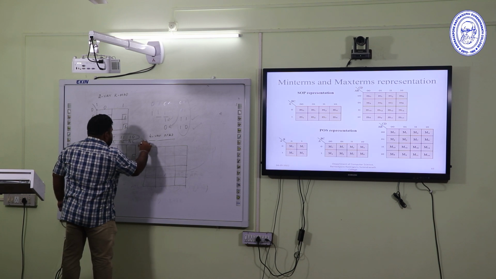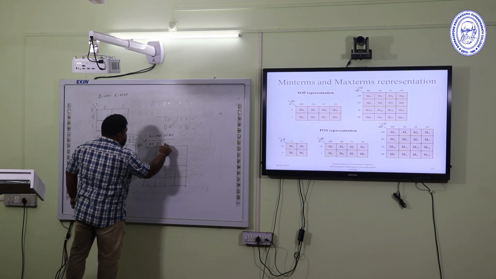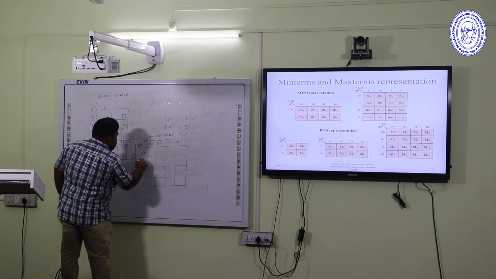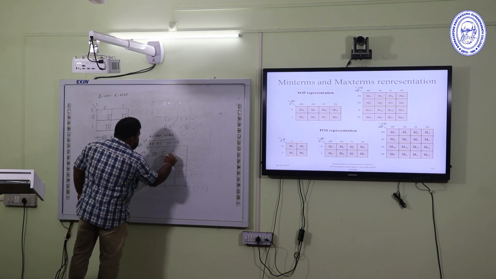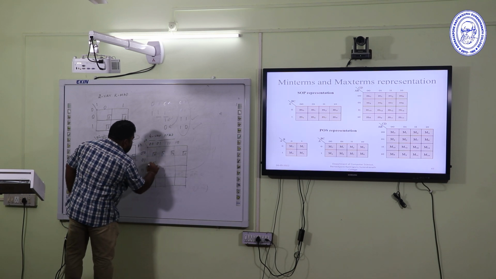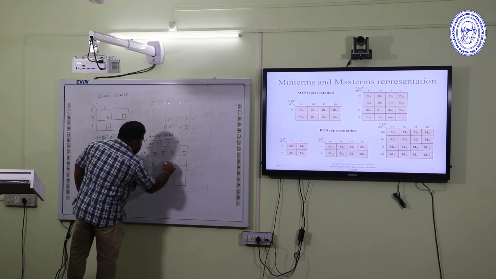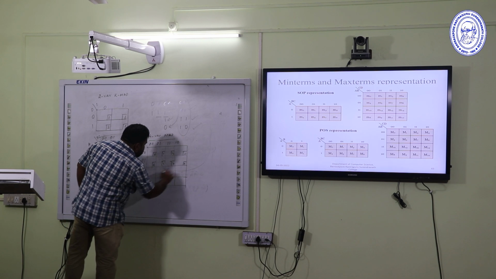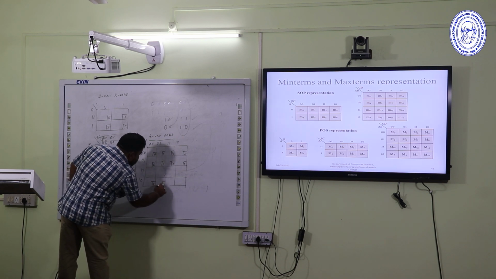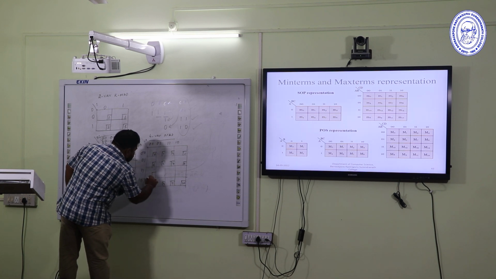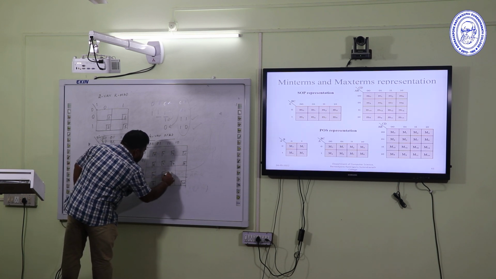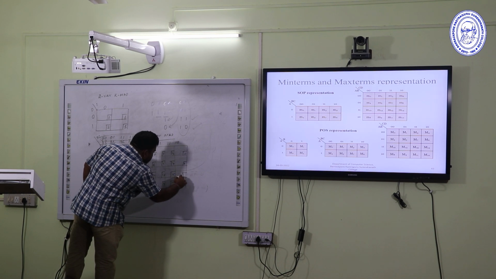That is A, B, C, D, 0, 0, 0, 1, 1, 1, 1, 0, 0, 0, 0, 1, 1, 1, 1, 0. That is 0, 1, 3, 2, 4, 5, 7, 6, 8, 9, 11, 10, 12, 13, 15, and 14.